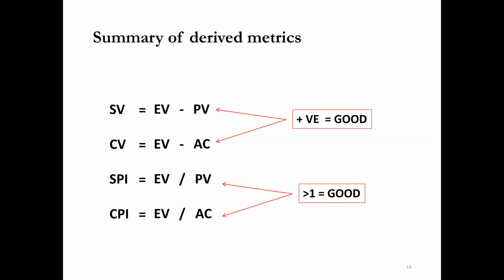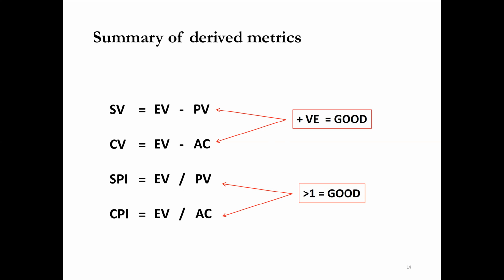If the first two values are positive, it means EV is more and PV is less, so we will be ahead of schedule. Negative value means we are behind schedule. Positive value means we are building fast and we shall be ahead of schedule. And similarly, if cost variance is positive, it means the project is under budget.